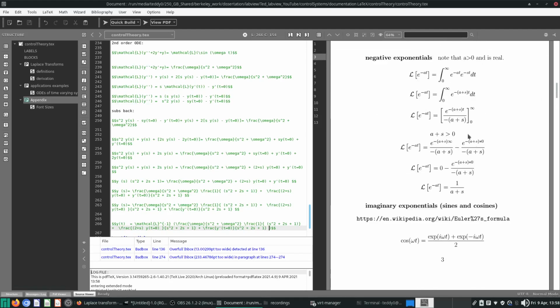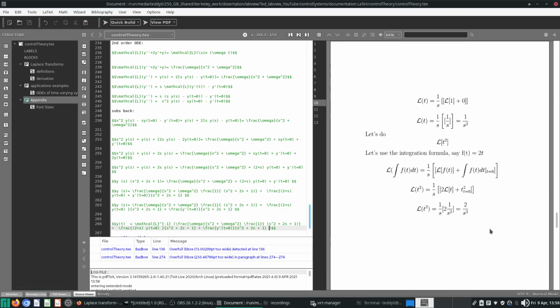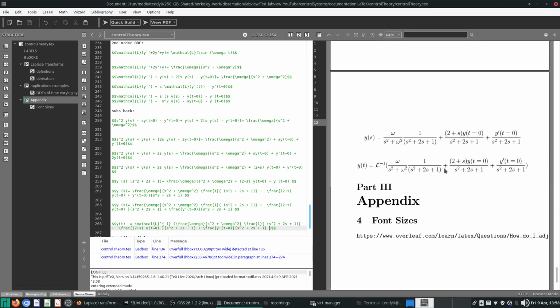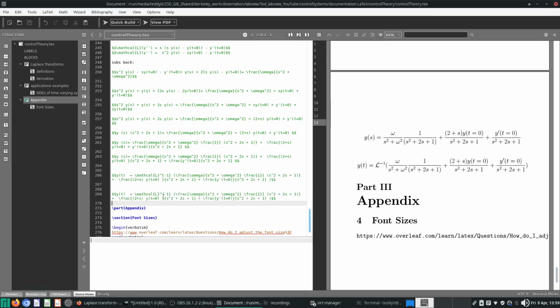We take a look at the form of these exponentials. Basically, we can break all of these up into sines, cosines, and exponentials. How do we do that? I think this example is convenient enough. You can see in this denominator we have s squared plus 2s plus 1. This is actually just s plus 1 squared, right? And what is the Laplace transform of e to the minus t? That is just 1 over s plus 1.